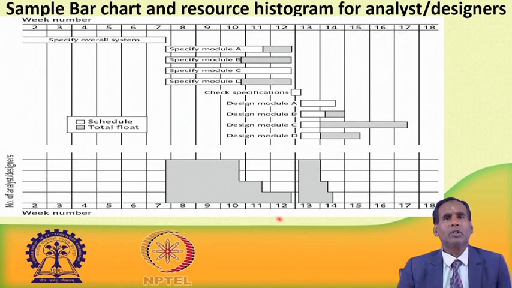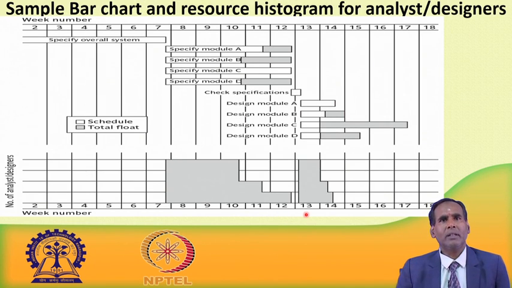For the previous example that we have taken, from that activity network or the precedence network, the project manager can create a bar chart, where the week numbers are written on the x axis, and here we have taken the different activities, like specify the overall system, then specify module A, specify module B, etcetera, then design module A, module B, etcetera. So, like this you can see.